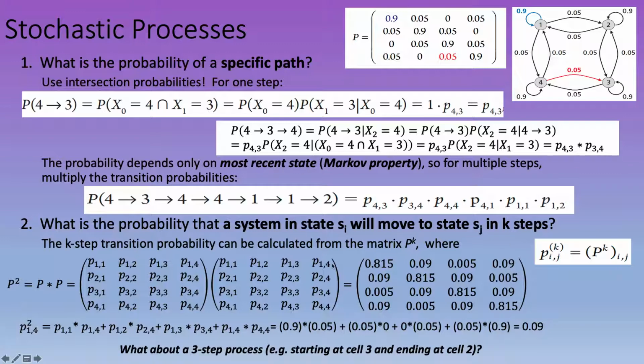So if we have this case, take a second, see if you can figure out how you would calculate if this was a 3-step process, right? And you were starting at position 3, right? And going to cell 2 in 3 steps. What is the probability of that path? What is the probability of that system starting at position 3 and getting to position 2 in k number of steps? See if you can calculate it out.